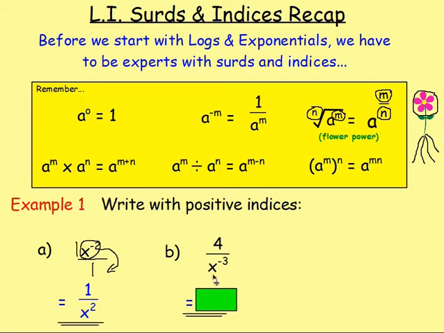Woohoo! Next one, you've got 4 over x to the power of negative 3. Again, we're wanting to write it with a positive index. So we've got the base, we've got the index. To rewrite it with a positive index, we move it from the bottom of the fraction up to the top. So doing that then, we'd have the 4, and the x to the power of negative 3 would become x to the power of 3. Woo! That's right.